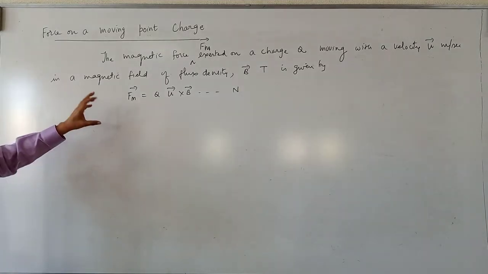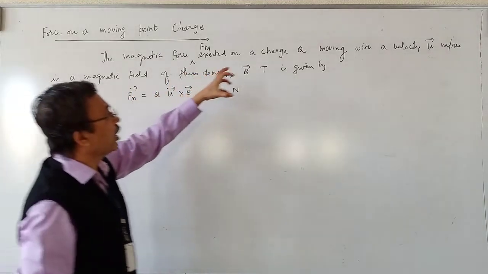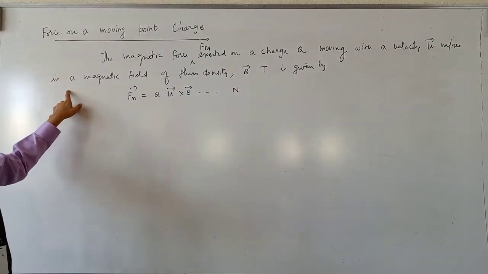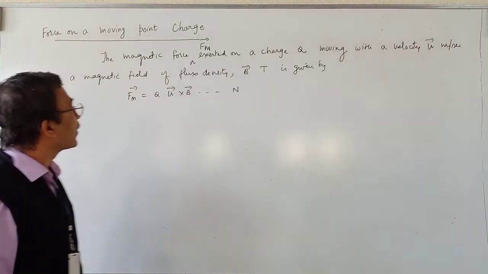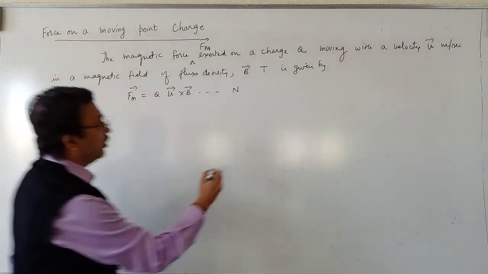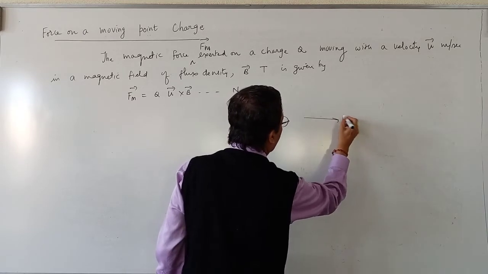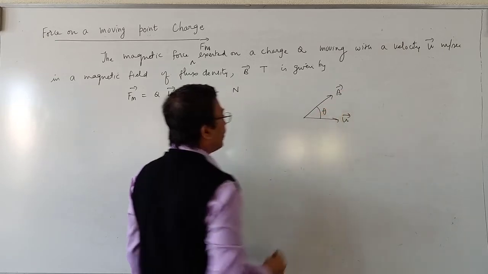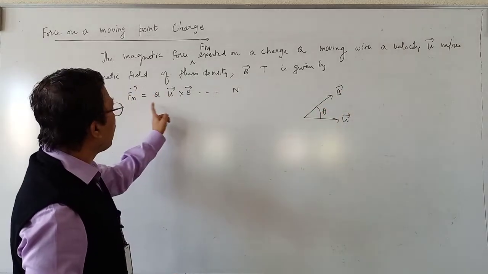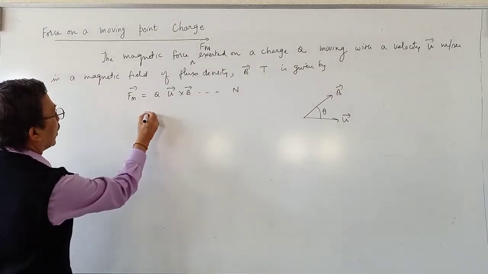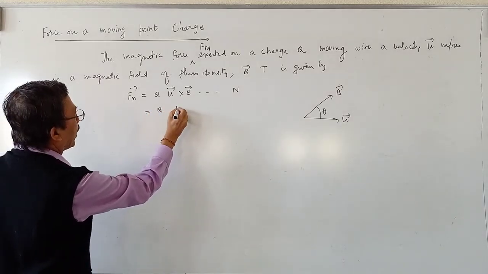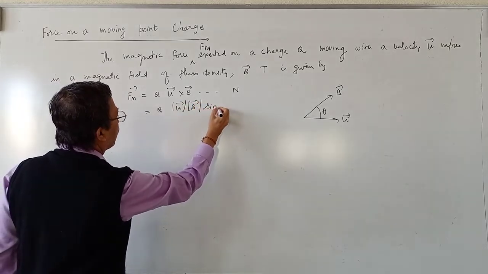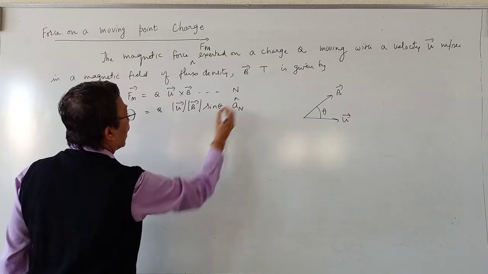This is the magnetic force exerted on a particle q moving with a velocity u meters per second in a magnetic field of flux density vector B Tesla. If you take this as vector u and this as vector B, with the smallest angle between them is theta, then apply the definition of u cross B. U cross B is magnitude of vector u, magnitude of vector B into sine theta into a n cap.